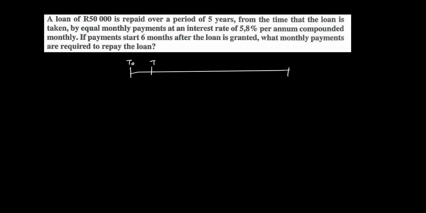T0, T1, T2, T3, T4, T5, T6, and then until T whatever, it should be 60. And it's 60 months in total. Now this person here, he paid 6 months after. Remember, 6 months after means 1, 2, 3, 4, 5, 6. Meaning the person started to pay here.